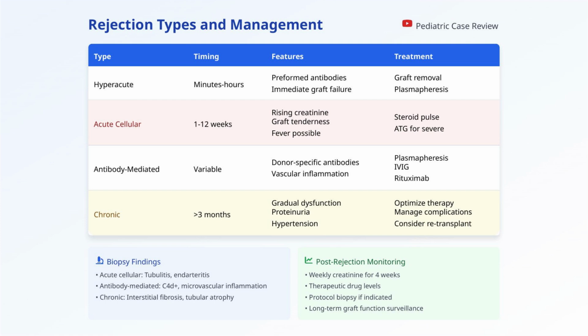Antibody-mediated rejection has variable timing, is associated with donor-specific antibodies and vascular inflammation, and is treated with plasmapheresis, intravenous immunoglobulin, and rituximab. Chronic rejection occurs after 3 months, presents with gradual dysfunction, proteinuria, and hypertension, and requires optimization of therapy, management of complications, and consideration of retransplantation. Biopsy findings and post-rejection monitoring strategies are also essential components of rejection management.